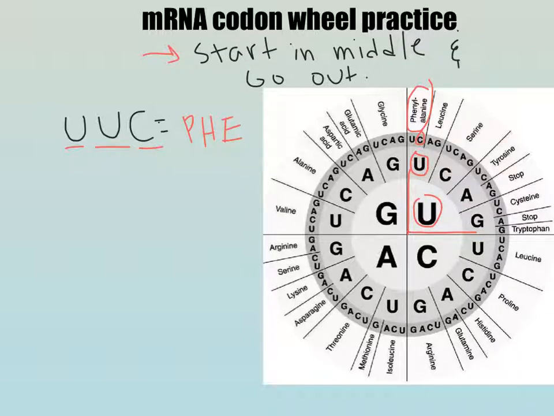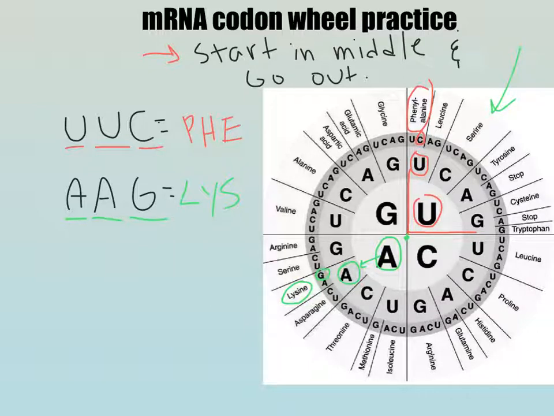Let's try one more. How about AAG? See if you can figure that one out. So we start in the middle of the circle. Here's the middle. There's the A. So the first base is an A. Second base is an A. So we're going to go right there to that A. The last base is a G. There's the G. There's Mr. Amino Acid, lysine. All right, so either one, the rectangular one or the circular one, you get the same amino acid.